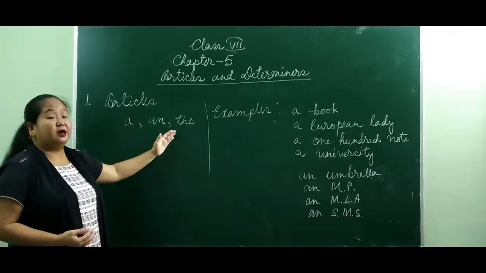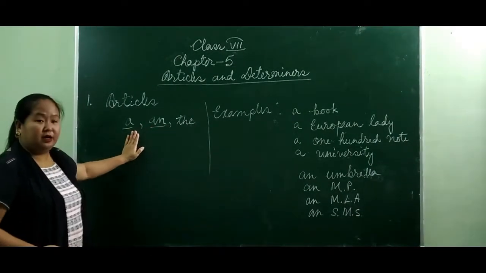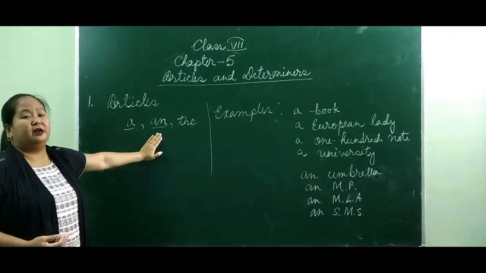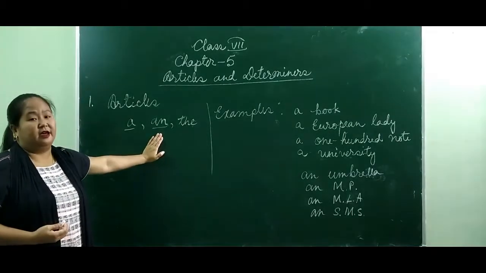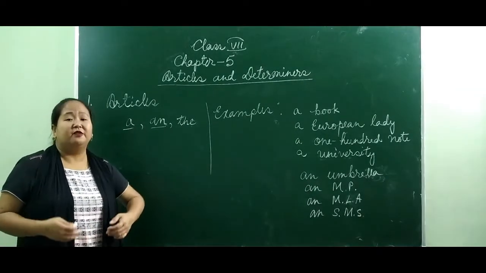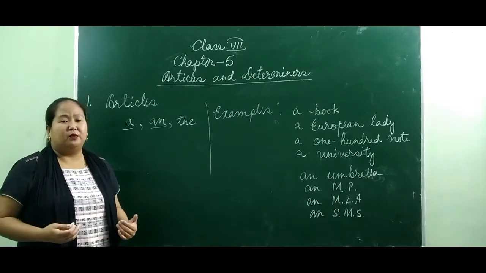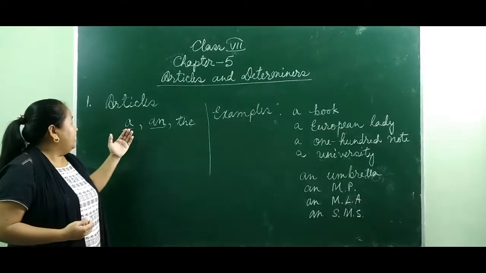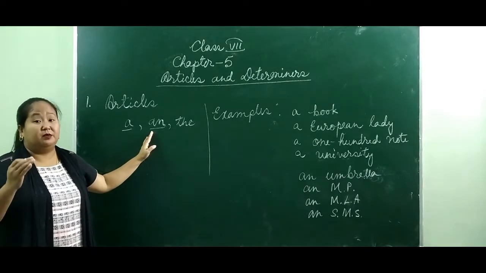A and an are called articles, and a and an are called indefinite articles because they do not particularize any person or thing. They always suggest any. Okay. For example, if I say give me a book, you can give me any book, English book or grammar book, story book, any book. So the articles a and an are used before a singular countable noun.